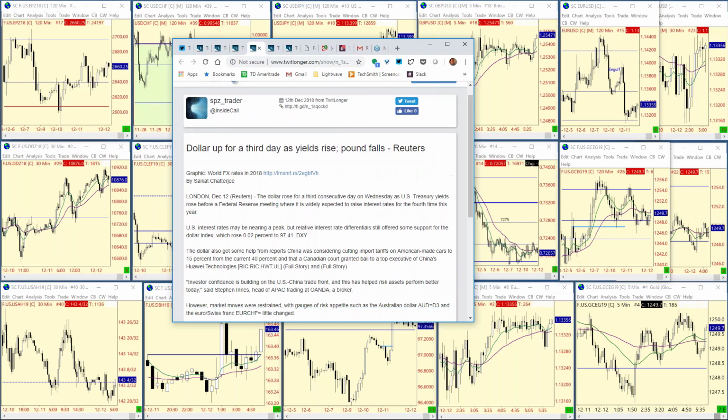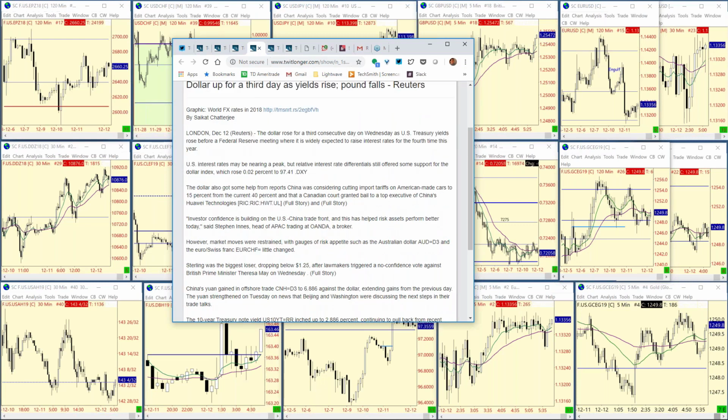And the dollar up for a third day as yields rise. The pound falls. The dollar rose for a third consecutive day on Wednesday as U.S. Treasury yields rose before a Federal Reserve meeting that is widely expected to raise interest rates for the fourth time this year. The dollar also got some help from reports China was considering cutting import tariffs on American-made cars to 15% from the current 40%, and that a Canadian court granted bail to a top executive of Chinese Huawei Technologies.